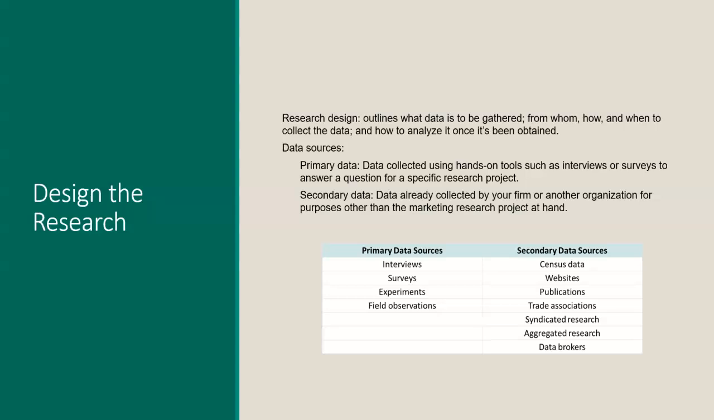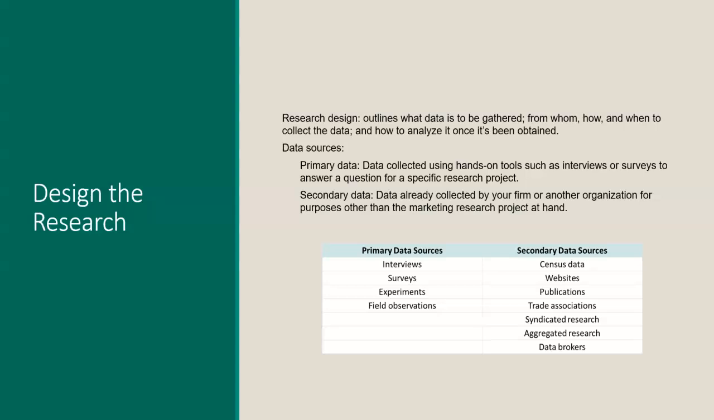Design the research. Research design outlines what data is to be gathered, from whom, how, and when to collect the data, and how to analyze it once it's been obtained. Data sources can be primary or secondary. You all know this because you know of the process that's similar to this process.